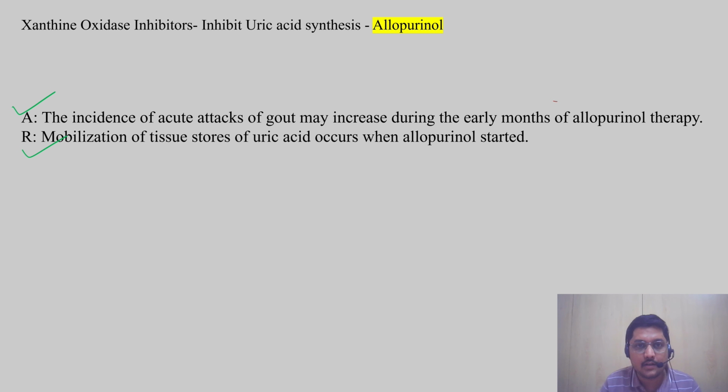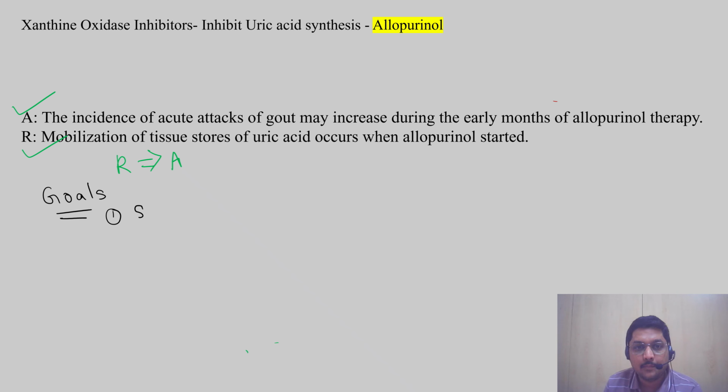Reason is also right, and reason gives a proper explanation to the assertion. Agreed? Yes. And do we have any goals when we are giving this allopurinol therapy? What are our goals to be kept in mind while giving allopurinol therapy? Okay, we have one goal, to decrease the uric acid level. What is the uric acid level up to which we want to decrease in the serum?